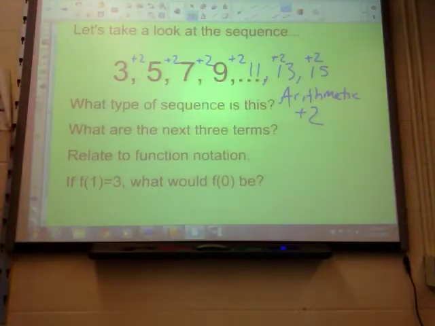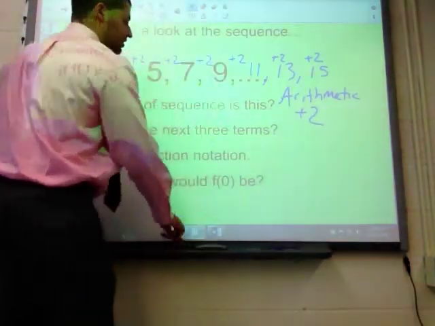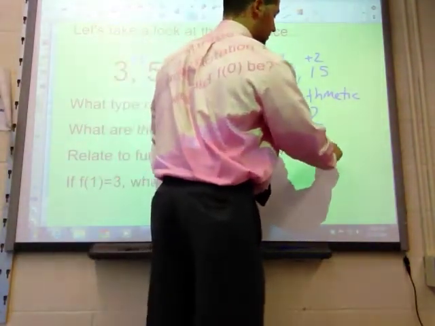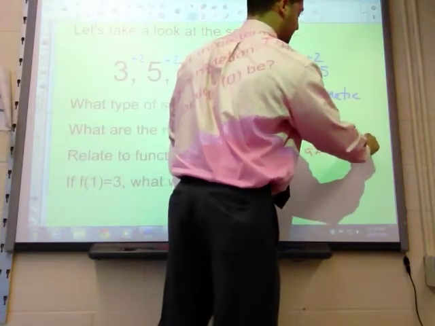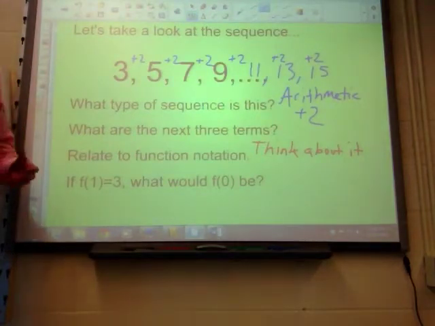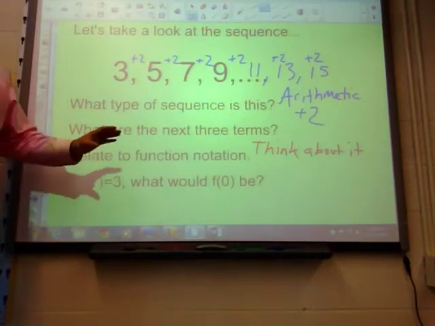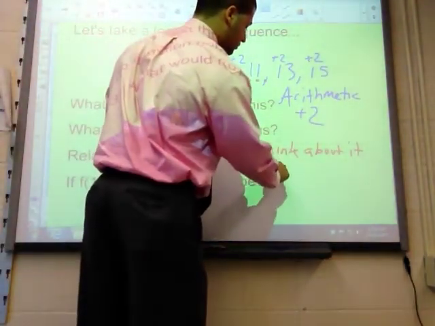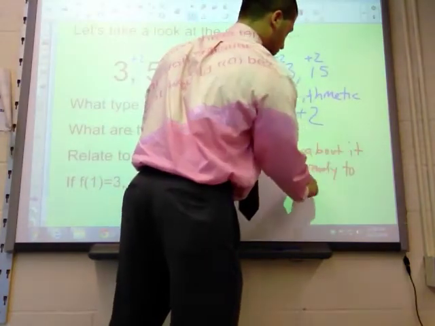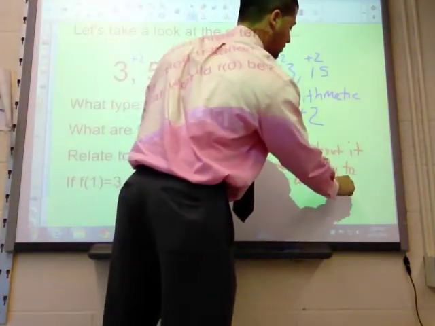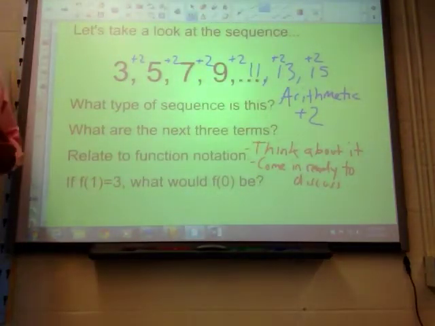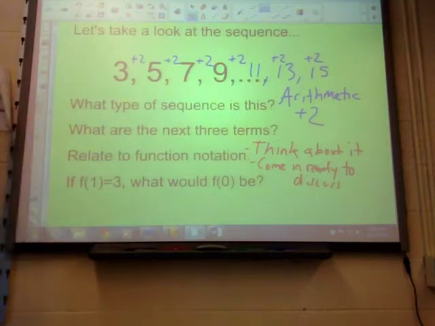So, relating this to function notation. Now this is going to be our opening discussion tomorrow. So think about this as we go through this lesson. As I continue with this presentation, think about how this relates to function notation. Come in ready to discuss. I hope to have a good discussion on that. I hope everyone comes up with some ideas there so we can have a little back and forth with that, as well as with what's going on during this little lesson.